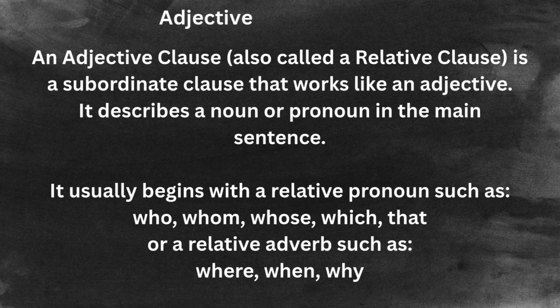Adjective clause. An adjective clause, also called a relative clause, is a subordinate clause that works like an adjective. It describes a noun or pronoun in the main sentence. It usually begins with a relative pronoun such as who, whom, whose, which, that, or a relative adverb such as where, when, why.